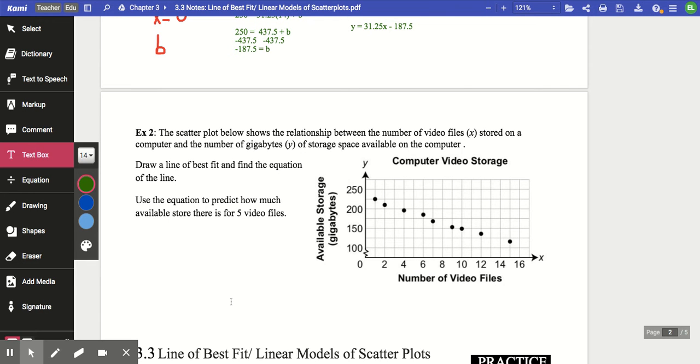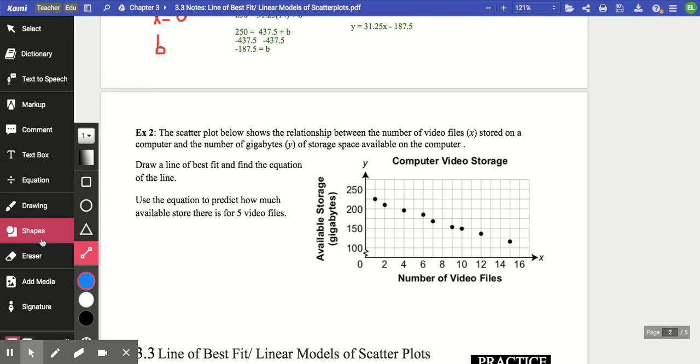In example 2, the scatter plot below shows the relationship between the number of video files x stored on a computer and the number of gigabytes y of storage space available on the computer. So as we can see, as the number of video files increases, the available storage will decrease. So this is going to have a negative correlation that looks pretty strong here. So we start by drawing a line of best fit that most closely resembles our data.